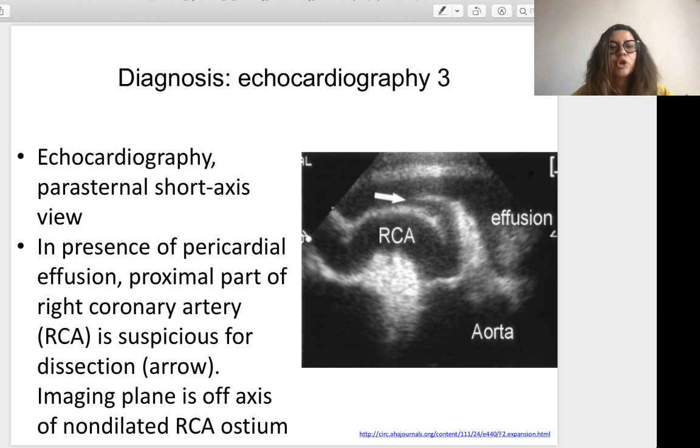Echocardiography, parasternal short axis view. Here is the presence of pericardial effusion. The proximal part of the right coronary artery is suspicious for dissection. You can see it with the arrow. It is dissection of the wall. The imaging plane is along the axis of the non-dilated right coronary artery ostium.